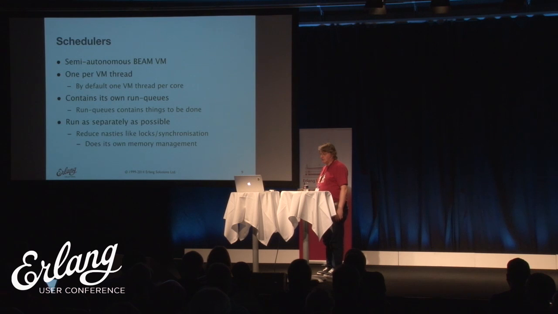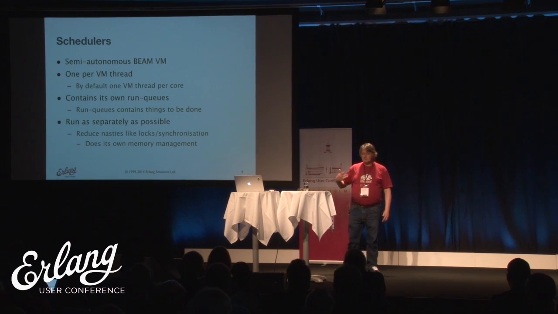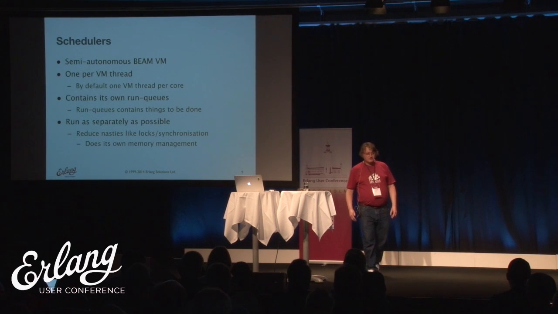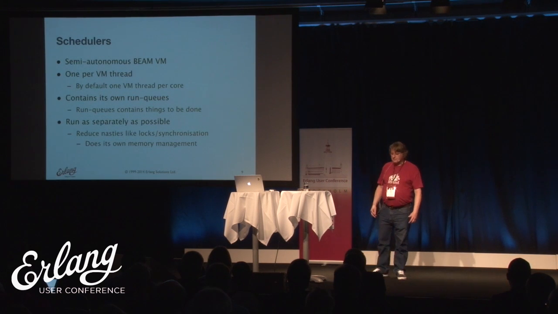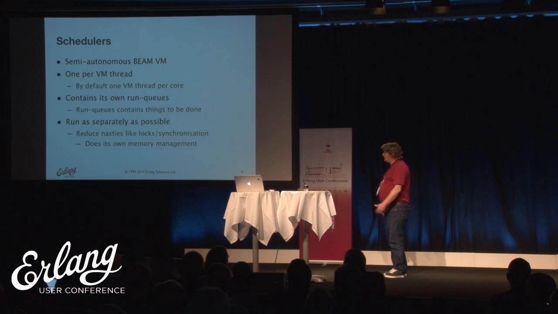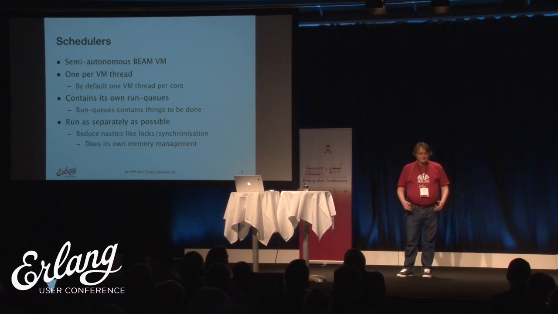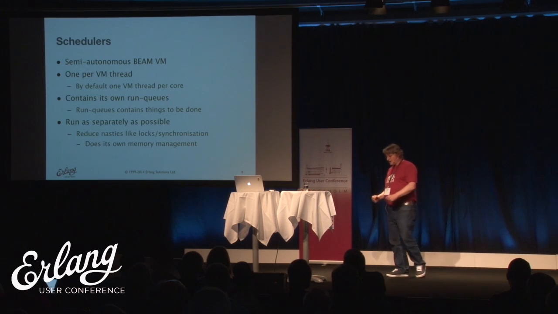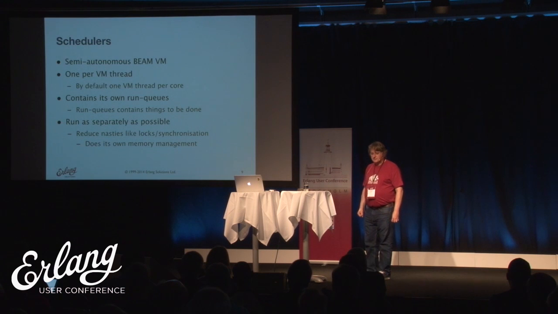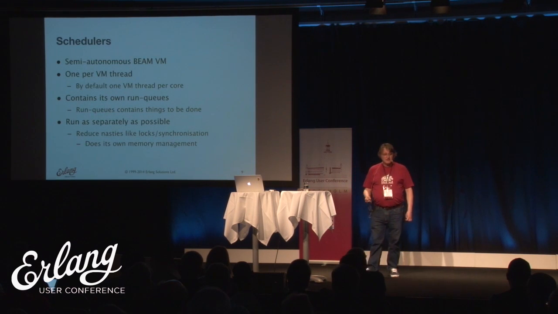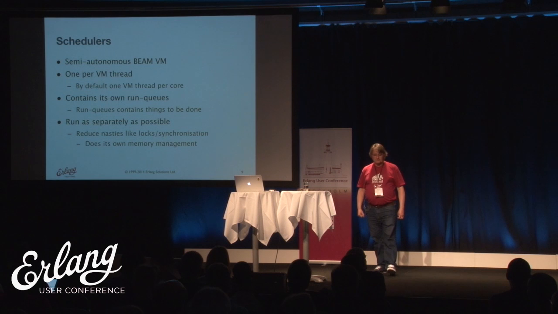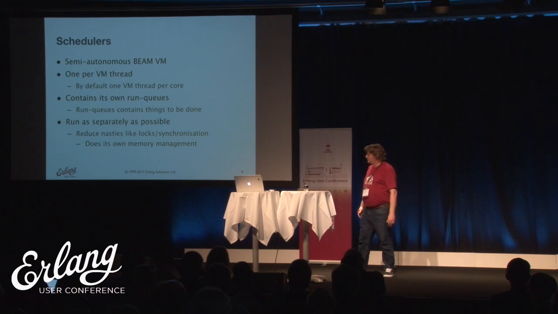They are quite autonomous. They try to be. So, for example, each one has its own run queue, or actually a number of run queues for different things, which it tries to manage as independently as possible. And they try to run as separately as possible, of course, so you can avoid the nasty things like locks and synchronization. Locks and synchronization, no matter how smart you are, they always cost you. So the fewer locks and synchronization you have, the better the system is going to run. This is a fact of life.